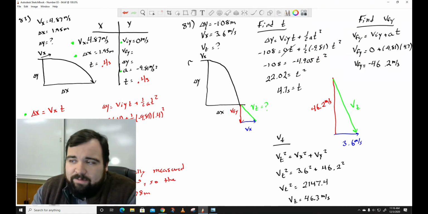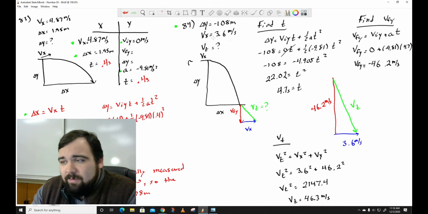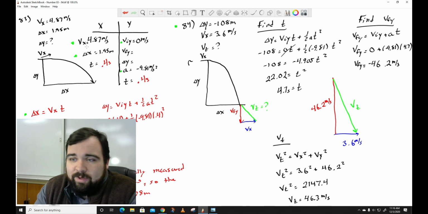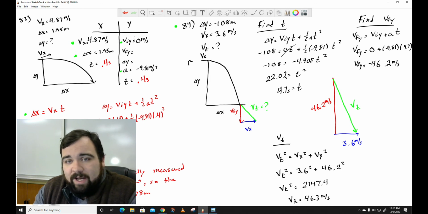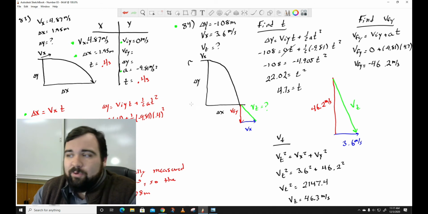Now for 84, we were given the height of, I believe, Victoria Falls, and the velocity at which the water is leaving the falls at the top, so its Vx component. If we were to create our chart like we did before, we would have Vx and delta y again, as well as Viy being 0 because it's leaving horizontally off the falls, and a of negative 9.81.